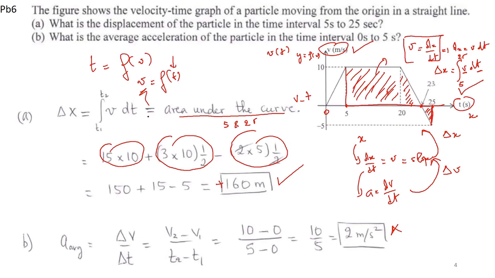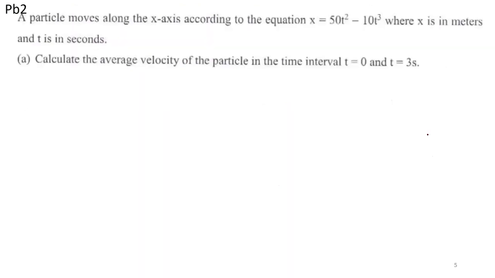So always, in general, you will see position-time graph, velocity-time graph, acceleration-time graph, with time always on the x-axis. A good example is this. Here I have typically a position, x as a function of time, which is 50 t squared minus 10 t cubed. x is in meters and t is in seconds.